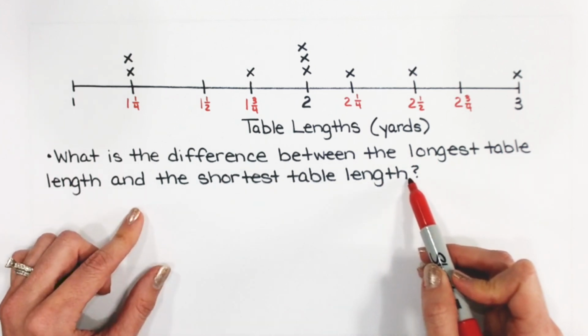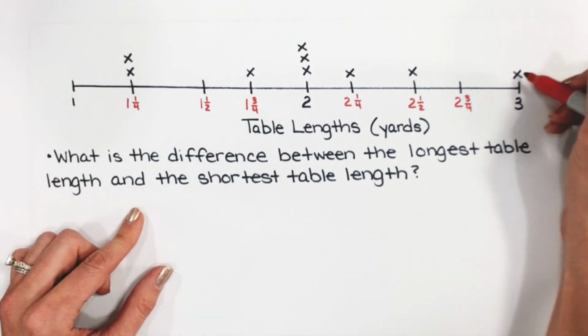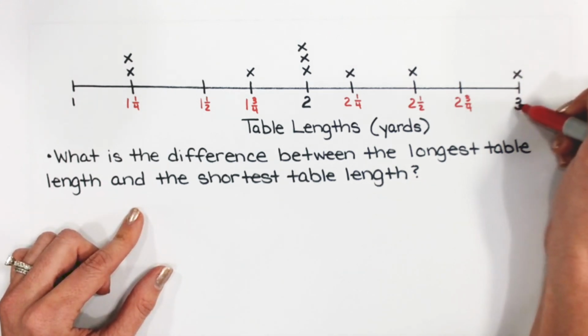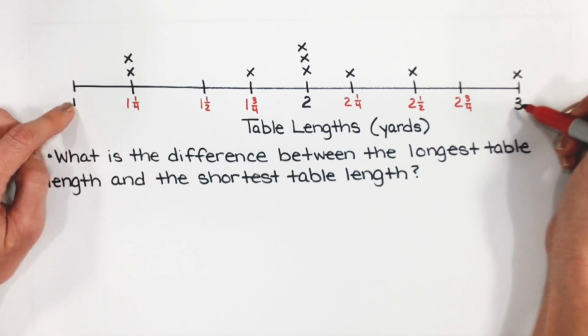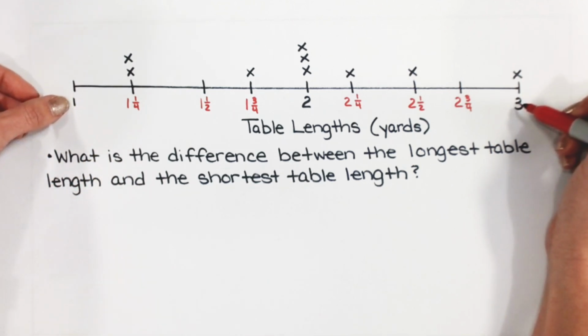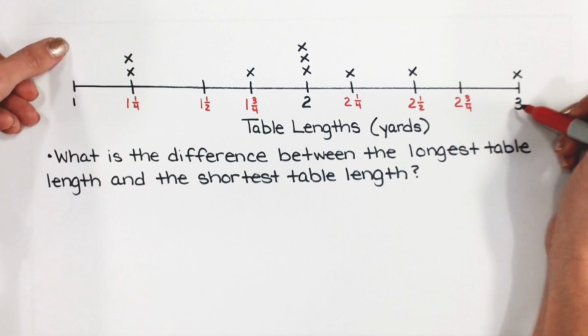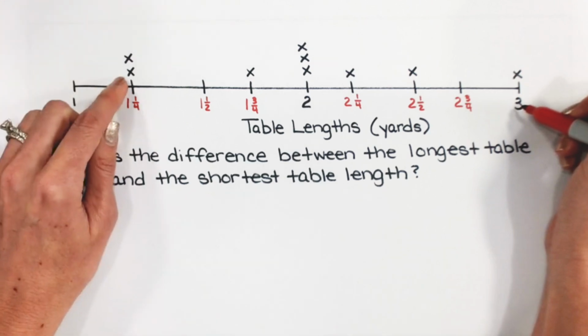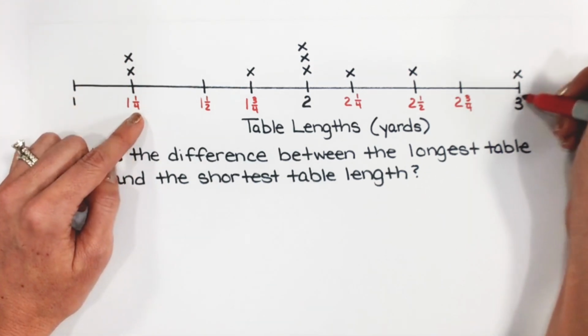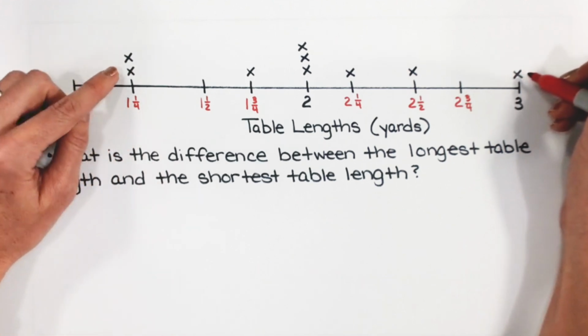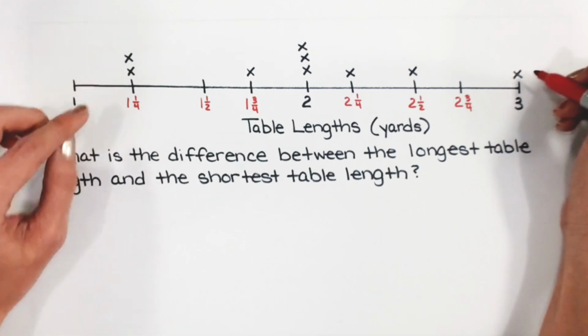It's important to understand that we have a table with a length of 3 yards here. Students may want to immediately jump to 1 because it's the smallest number on the number line, but there are no tables represented by 1 yard. So we have to go where the X's are, where we know there are tables representing that certain length. So our longest table is 3 yards and our shortest table is 1 1/4.